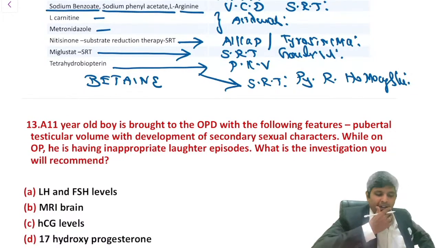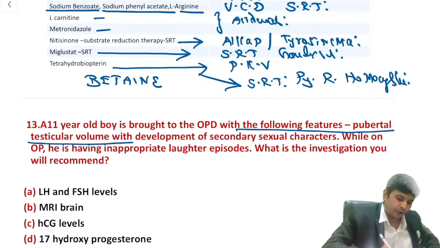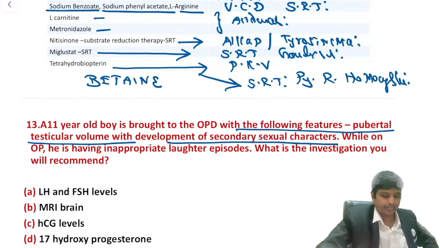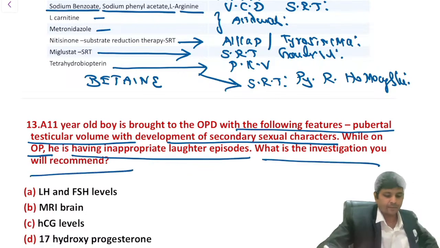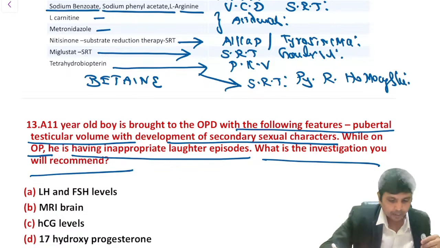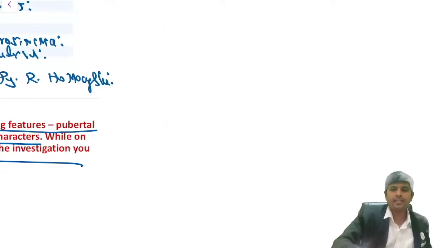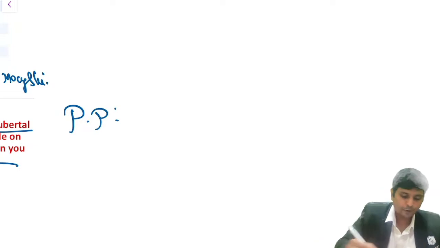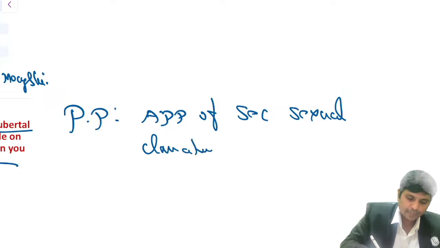And finally, what is this? An 11-year-old boy is brought to the OPD with the following features: pubertal testicular volume with the development of secondary sexual characters. While in the OPD he is having inappropriate laughter episodes. What is the investigation of choice? It means the case is discussed regarding precocious puberty. So let me say an approach to precocious puberty. What do you mean by precocious puberty? Appearance of secondary sexual characters.